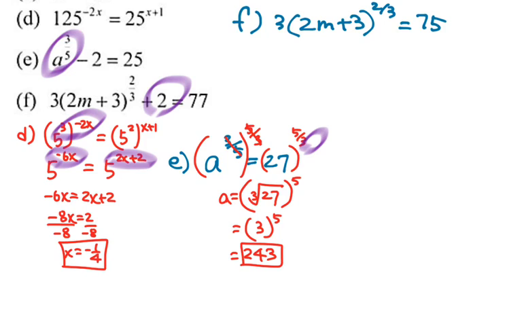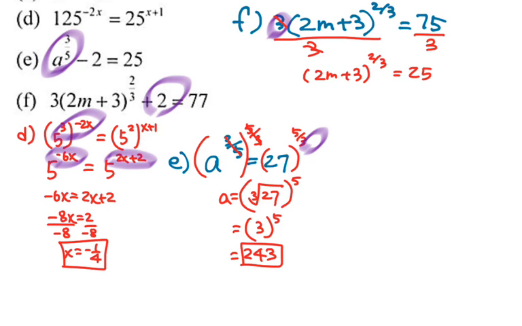Now the next one that I want to look at is, you see this 3? That has to be cancelled somehow. And how are we going to do that? Since 3 is multiplying, we undo it by dividing by 3. We can now see that (2m plus 3) to the 2/3 power must be equal to 25.